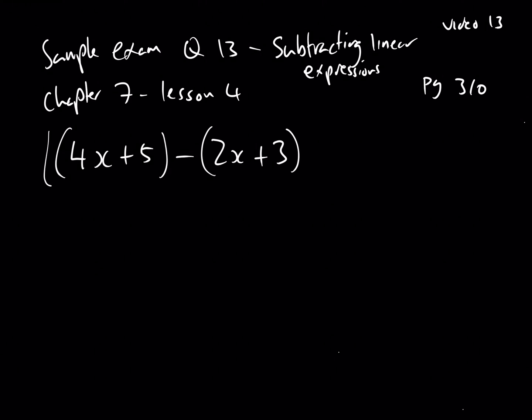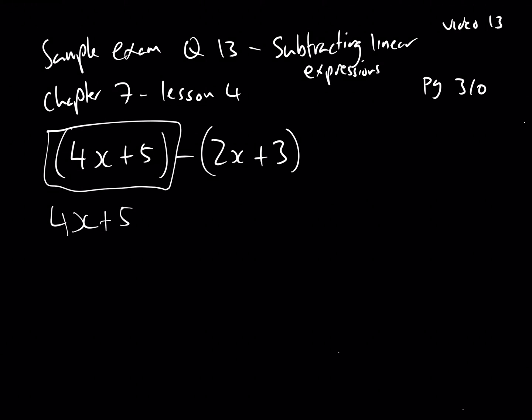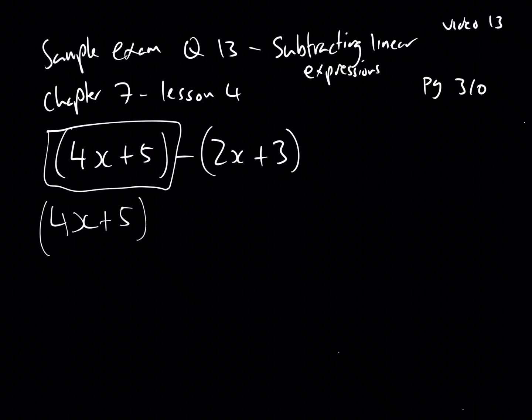The first expression, you leave the way it is. So we have 4x plus 5. You leave that the same. This here is a minus. We'll write this as a plus. Okay, we're just flipping the symbol.